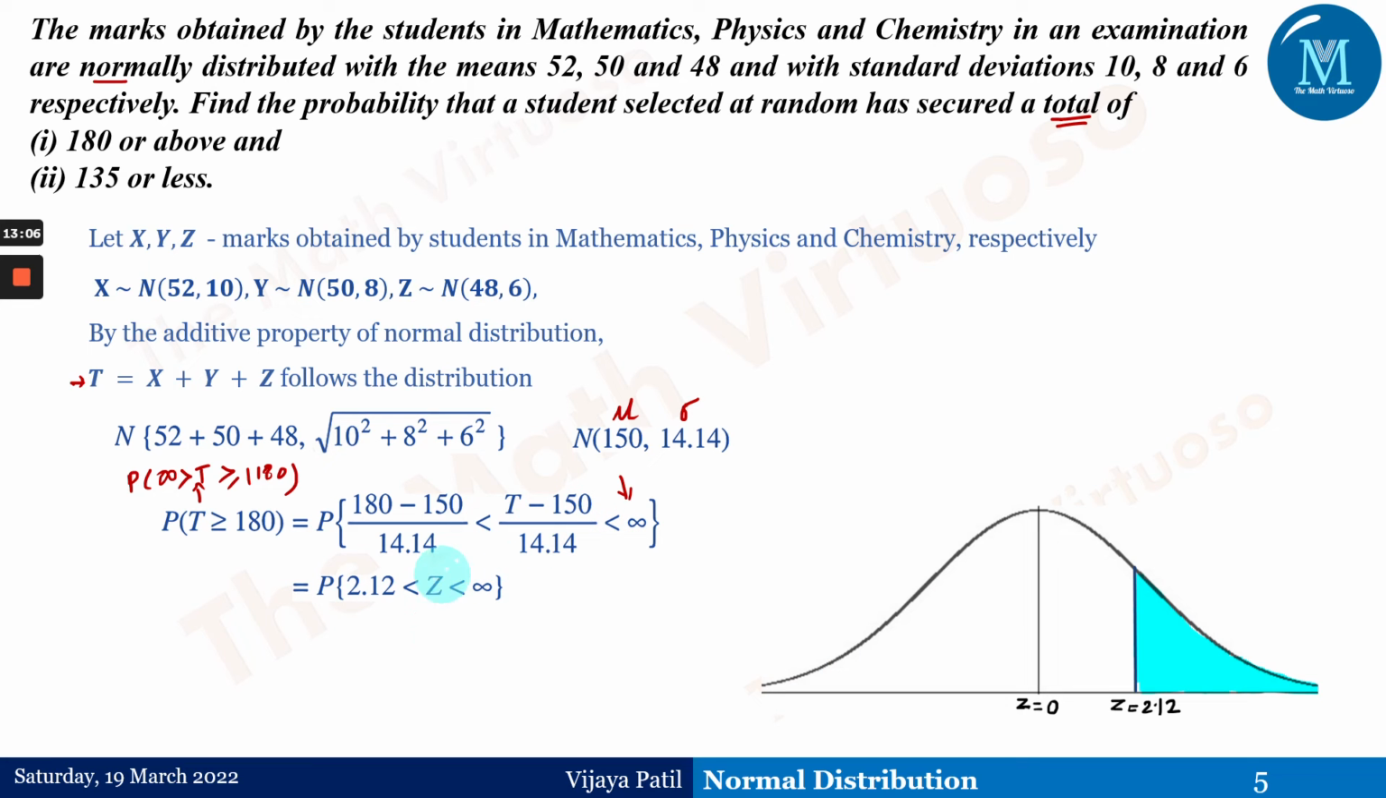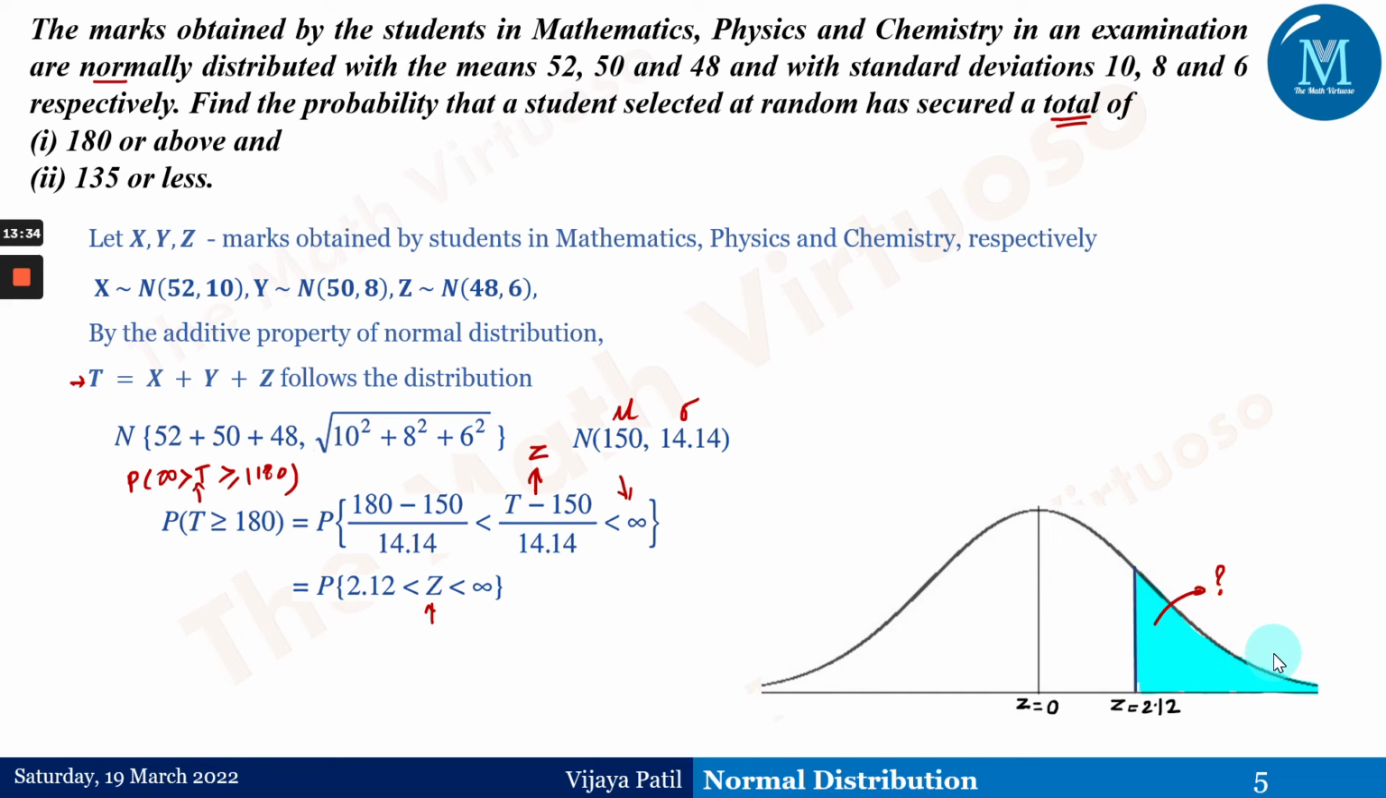That means we are trying to convert this particular t into a standard z, or standard normal. That would give us the value 2.12 is less than z is less than infinity. And if you observe in the standard normal curve, these are the points which are all greater than 2.12. So all this z which are greater than 2.12 is nothing but this shaded region.